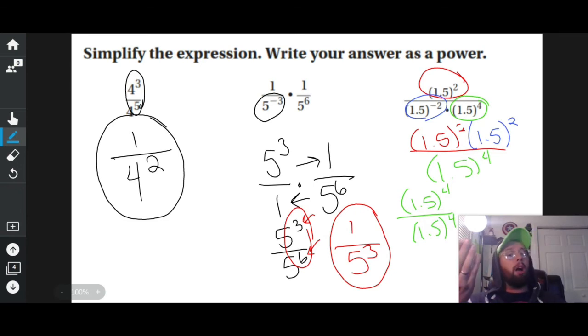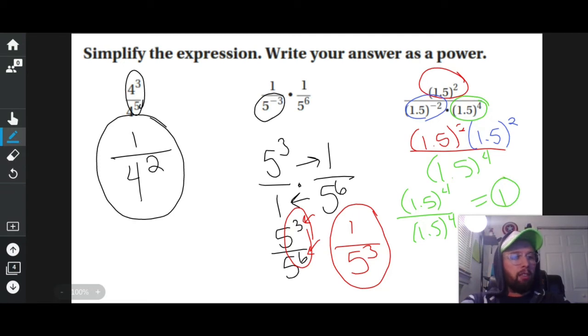Now, in a previous problem, when we had something to the power and the same exact thing in the denominator, you just get 1 because something divided by itself is 1. 1.5 to the fourth divided by 1.5 to the fourth is going to be 1. So this guy just becomes 1.